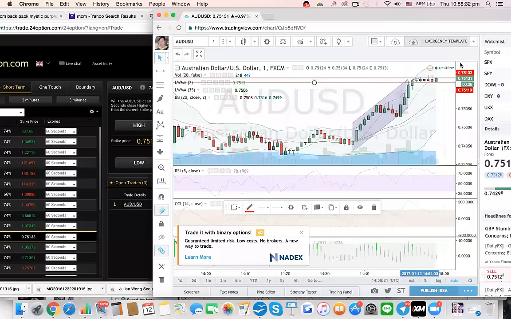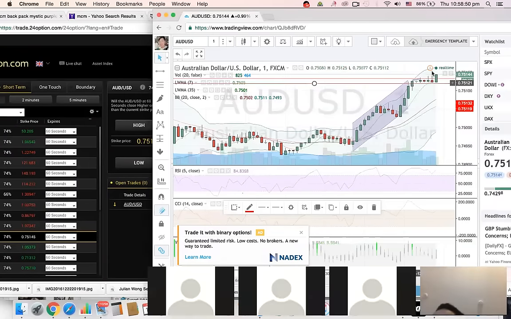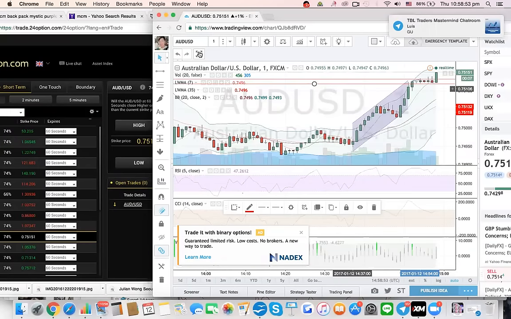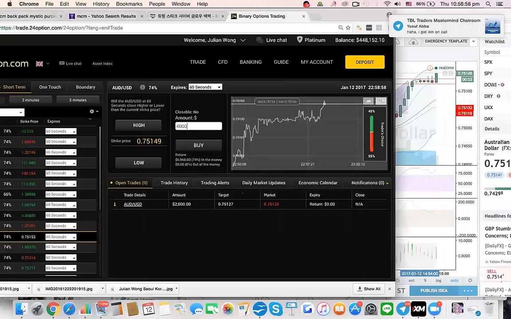That's why we're here to master it. Okay, so what we need is a close outside of this range. If it comes back into the range, we're back to square one. We still have to wait. But now it seems it's going to close outside the range. And now the next thing to do is to extend this parallel range and see how much farther it can go. Okay, now it's going up. I'm going to follow it with a call in this case.